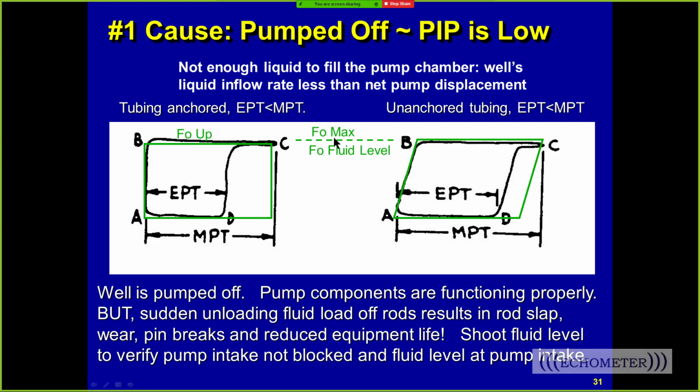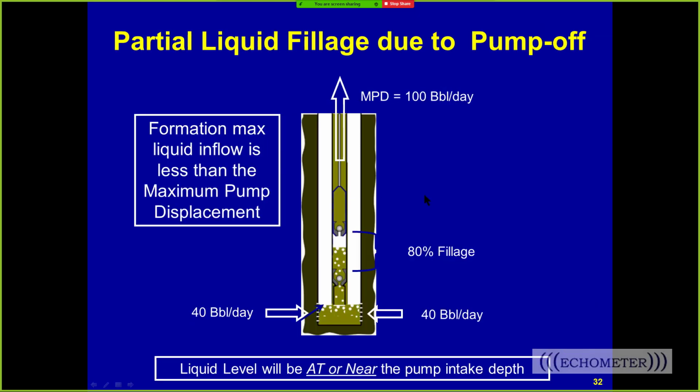The pump card load line should go up to FO max. This is anchored tubing and this is unanchored tubing. This is the example where we look at the well. We see that there's incomplete pump fillage, and a small amount of liquid enters the pump chamber, and the fluid level is down at or near the pump intake depth. So this is a low pump intake pressure. The pump displacement appears to be 100 barrels a day, but it's only making 40 barrels a day based on incomplete pump fillage.